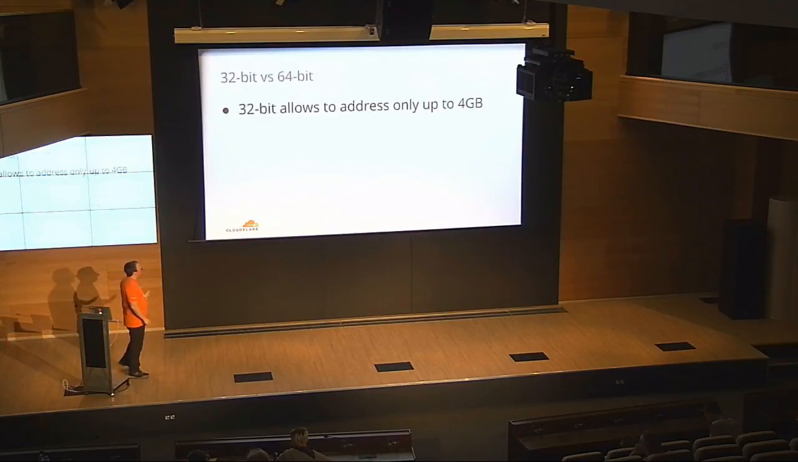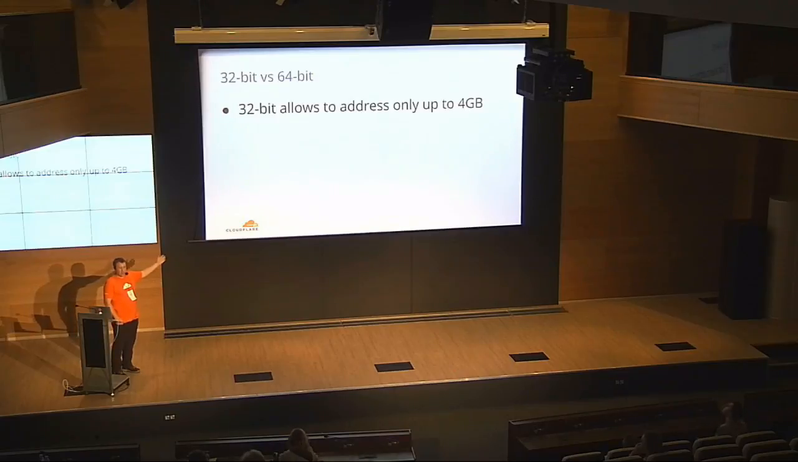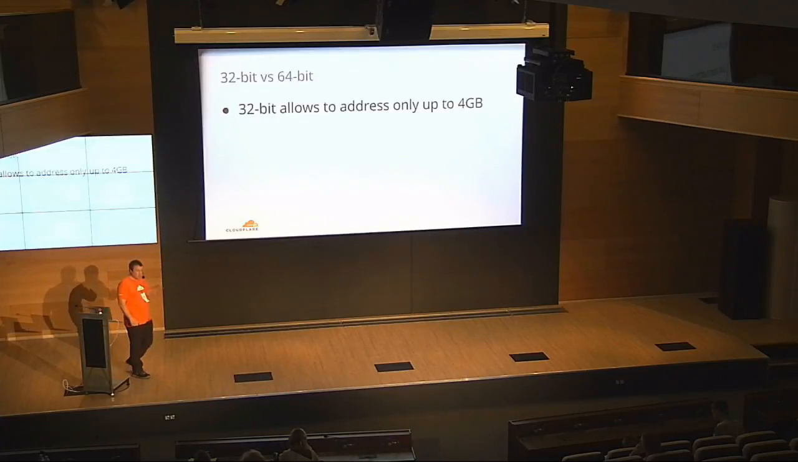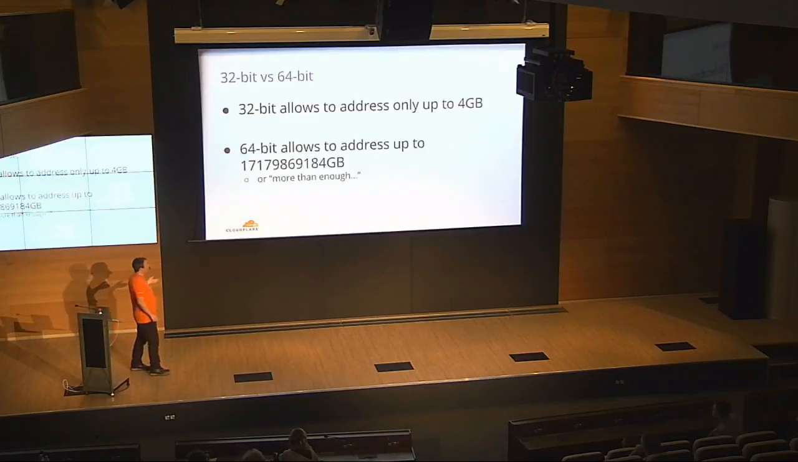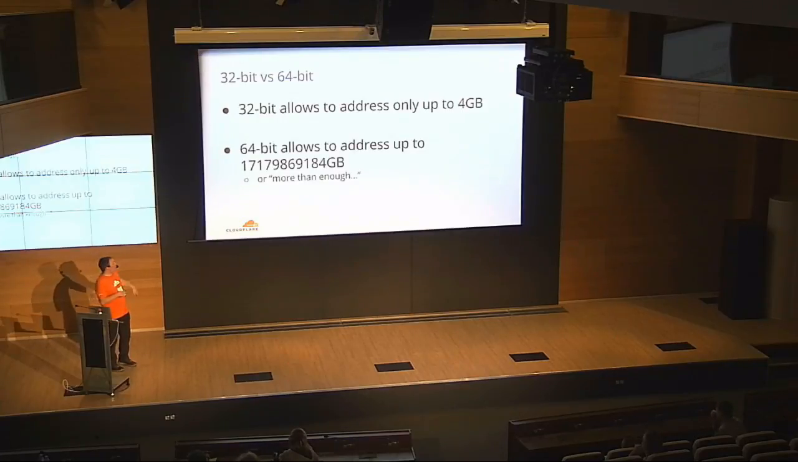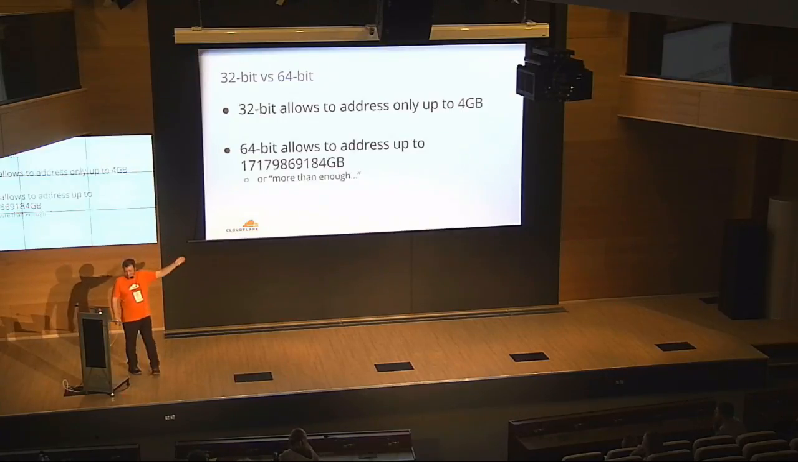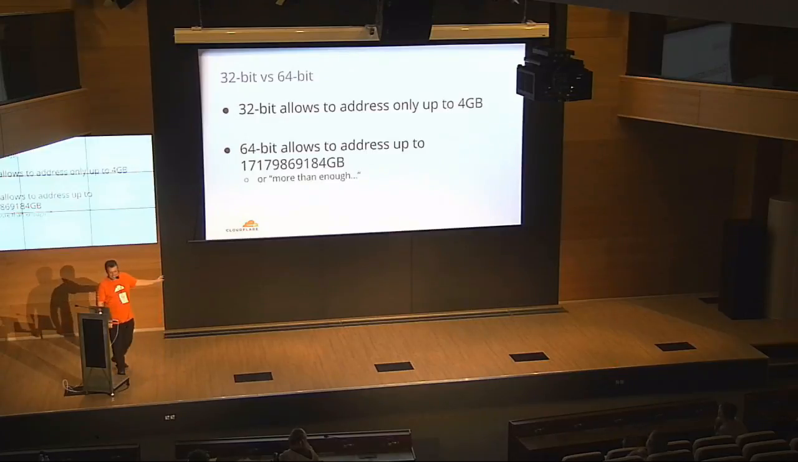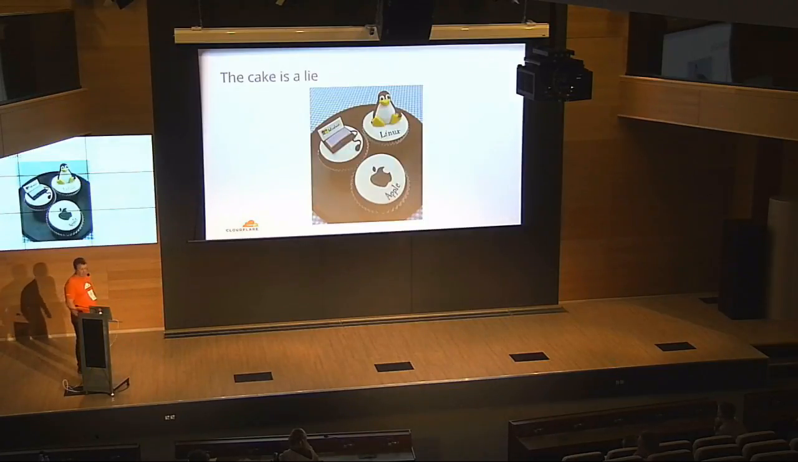To understand what happened here, let's go back to 32-bit versus 64-bit. So 32-bit allows us to address up to 4 gigabytes of RAM, right? Who doesn't agree? With high mem. 64 bits allows you to address up to, I can't pronounce that, but let's call it more than enough, right? Well, actually the cake is a lie.